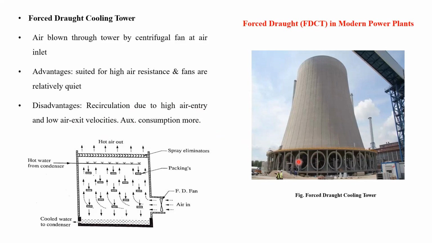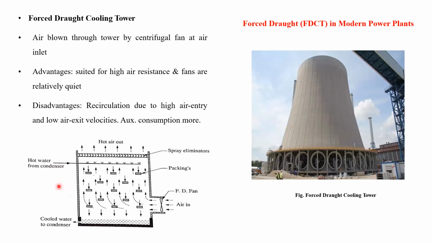So what happens is that due to the fans, the velocity of air at the bottom is high, and then when it flows upwards, the velocity is low. Because of this difference between high and low, the low velocity air again comes back towards the bottom. So recirculation of the air may take place, which will affect the performance of the tower.